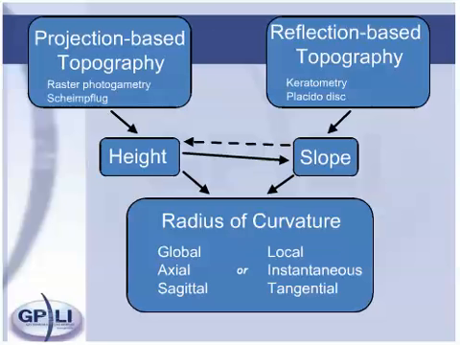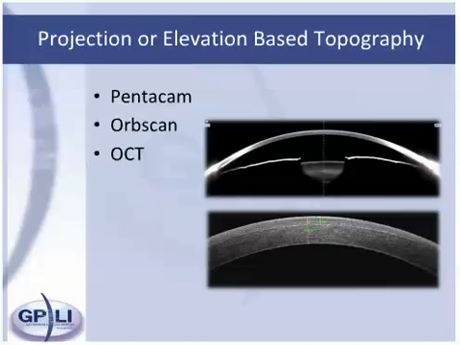There are two types of corneal topographers: projection-based corneal topographers and reflection-based corneal topographers. Projection-based corneal topographers measure specific points on the cornea and determine the height. From the height, it directly measures the slope and the radius of curvature. Reflection-based topographers project an image on the cornea and measure slope. They extrapolate the height. Examples of elevation-based topography systems include the Pentacam, the Orb Scan, and various slit lamp OCT units.